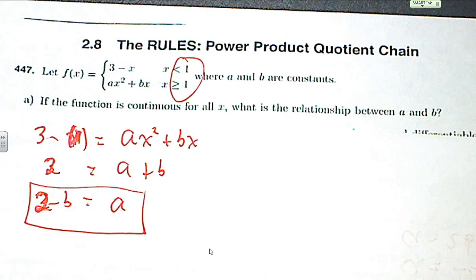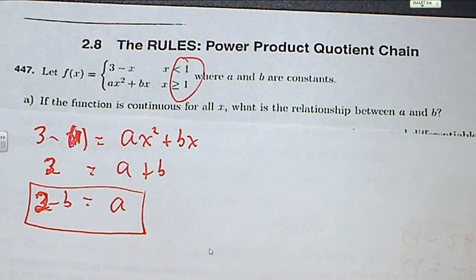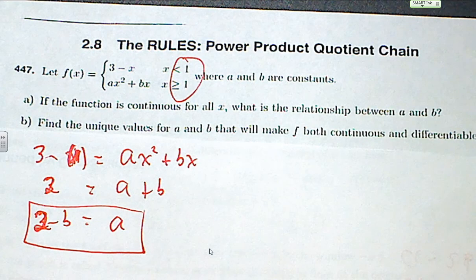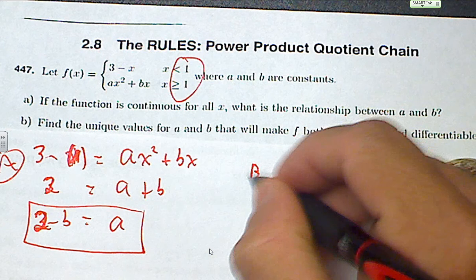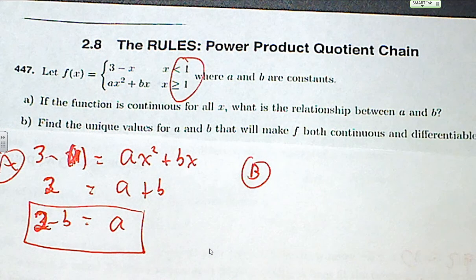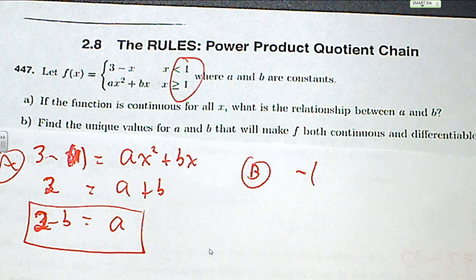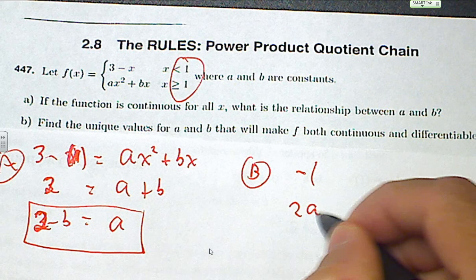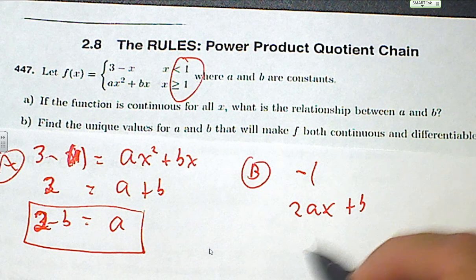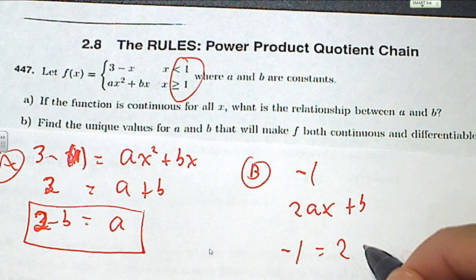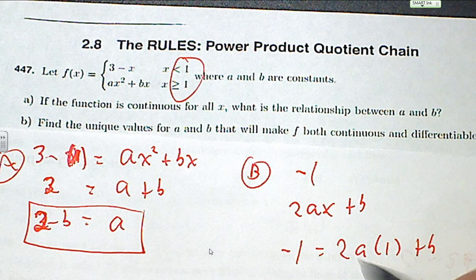Sorry about that. Okay. Part B says to find where they are continuous and differentiable. What do you have to do on that one? The derivatives. You have to derive, don't you? That was A. Part B, you have to derive. Derivative of 3 minus x is? Negative 1. There you go. Derivative of ax squared plus bx? 2ax plus b. Plug your 1 in and set negative 1 equal to 2a times 1 plus b. So negative 1 minus b divided by 2 would be a.